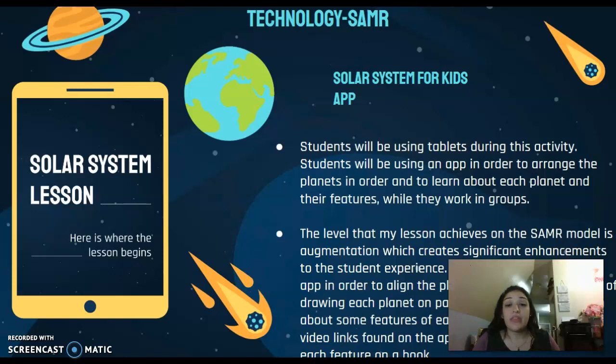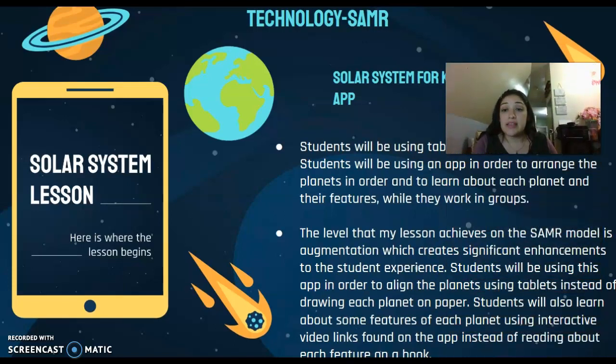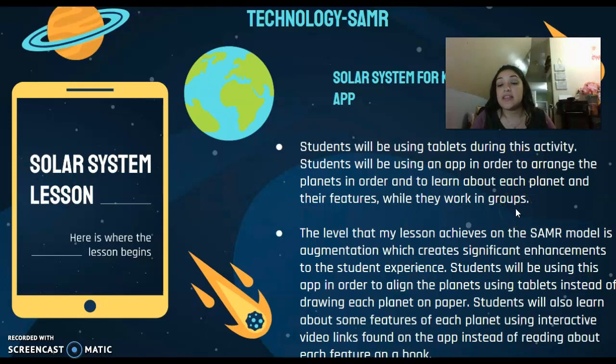The level that my lesson achieves on the SAMR model is augmentation, which creates significant enhancements to the student experience. Students will be using this app in order to align the planets using tablets instead of drawing each planet on paper. Students will also learn about some features of each planet using interactive video links found on the app instead of just reading about each feature in a book. So this is why technology plays an important role, because students will have a different experience of learning about the solar system, which is pretty cool.